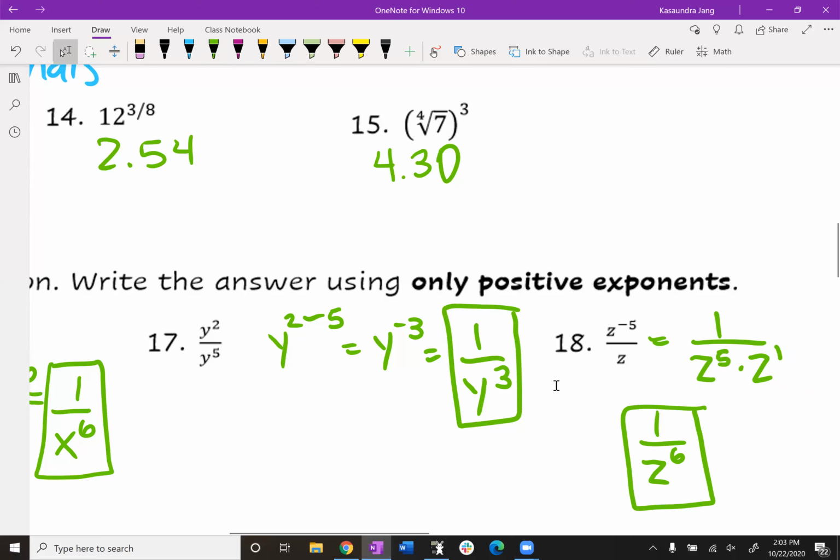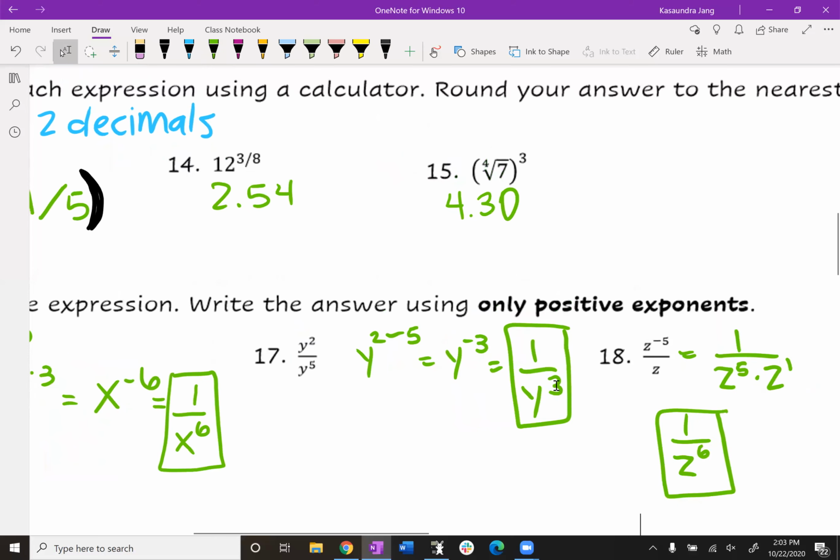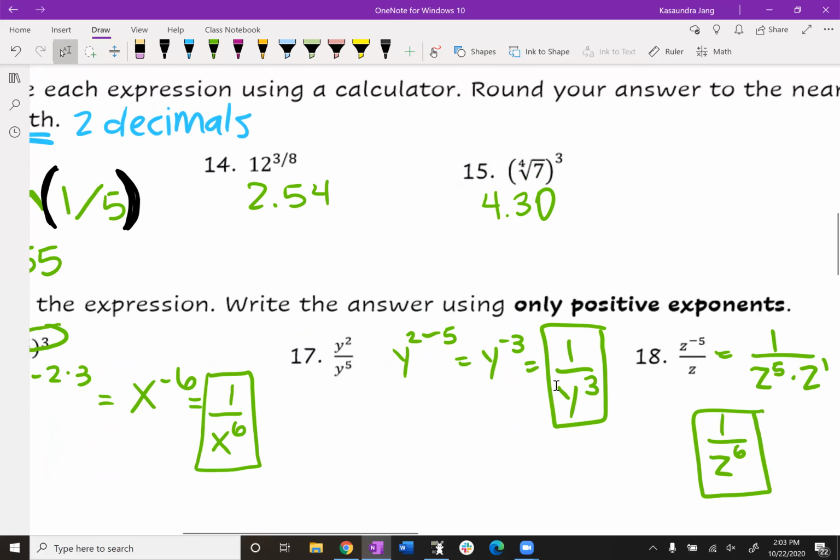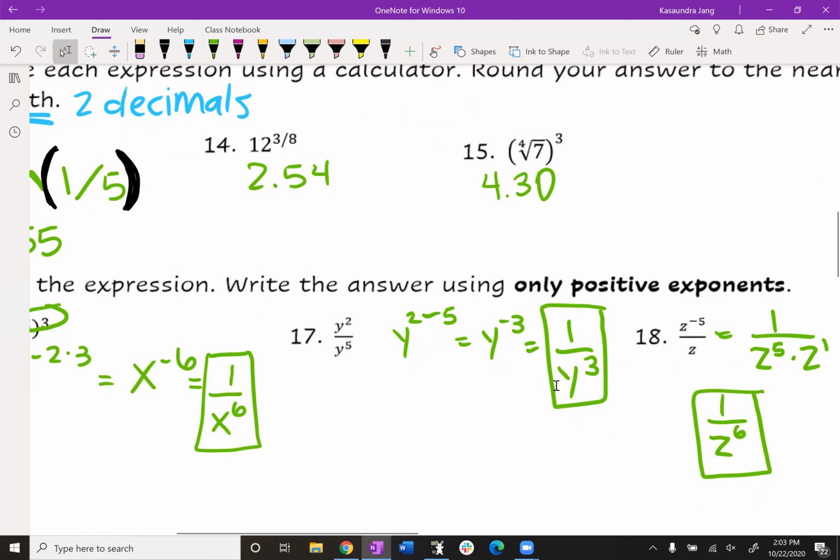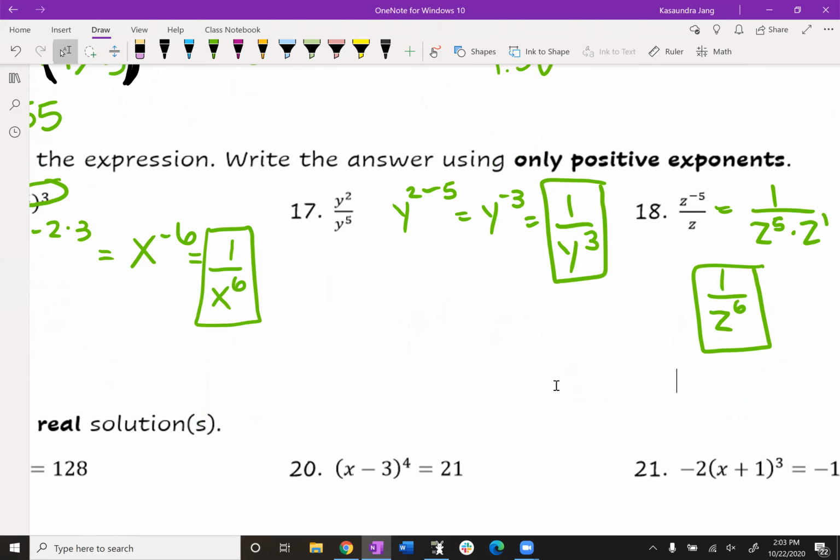Okay, questions on this stuff? No? Have you guys done this before? Does this look somewhat familiar? This was familiar. Okay, it's probably been a while, but it looks like you guys have seen it. I'm going to step it up a notch.